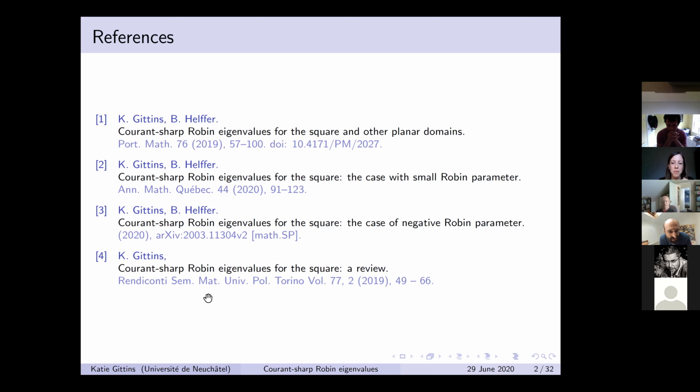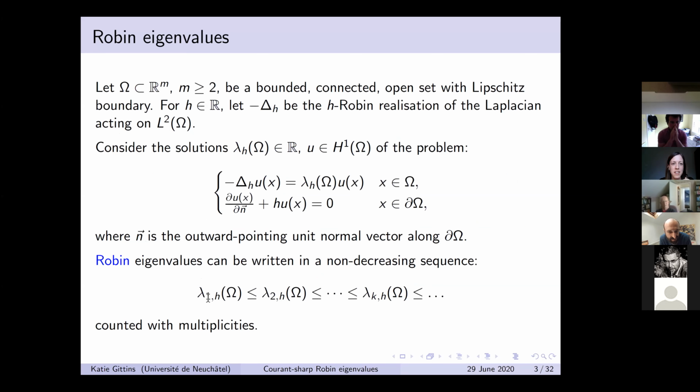So I want to talk to you about Courant-sharp eigenvalues, but in particular for the Robin boundary condition, which you're probably already familiar with, but I'll just refresh it here so that I can fix all of my notations. So throughout the talk, I'm going to be working on Euclidean domains, and most of the time I'll assume they're bounded, connected and open with Lipschitz boundary.